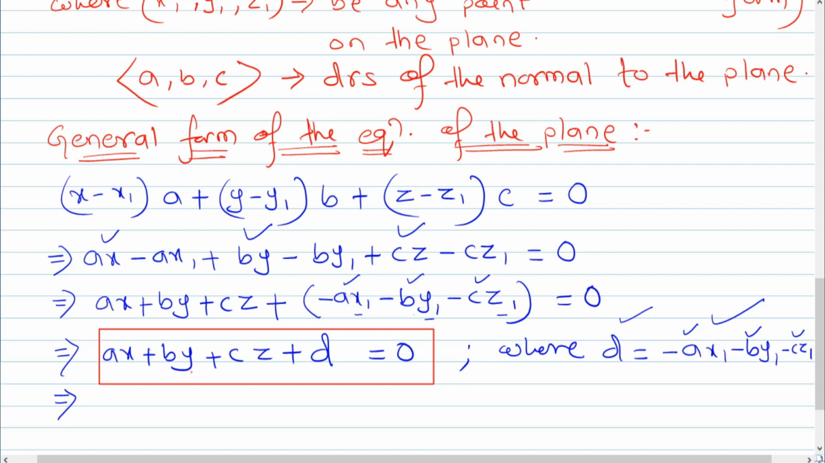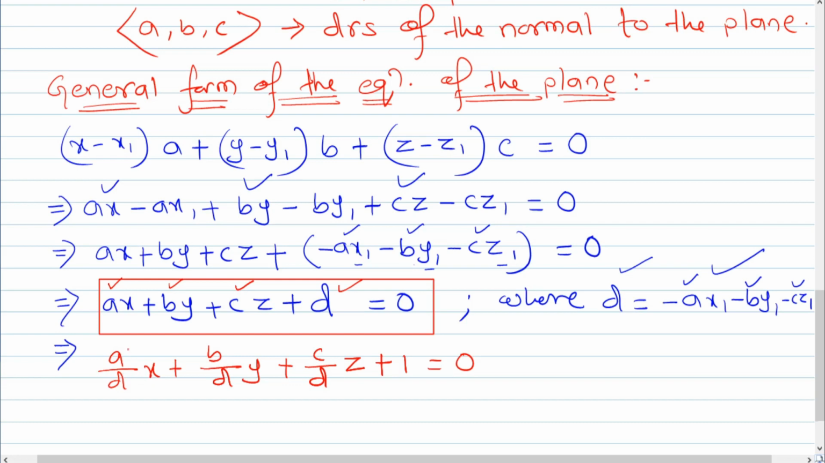If you are asked how many unknowns are there, students often say a is unknown, b is unknown, c is unknown, which is right, but saying d is also unknown is a mistake. Because here we can divide through by d: a by d into x plus b by d into y plus c by d into z plus 1 is equal to 0. So how many unknowns are used in the equation of the plane? A by d, b by d, c by d. So for this short question, let us write a note.